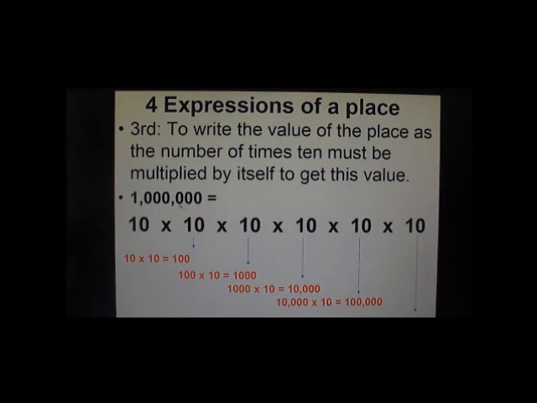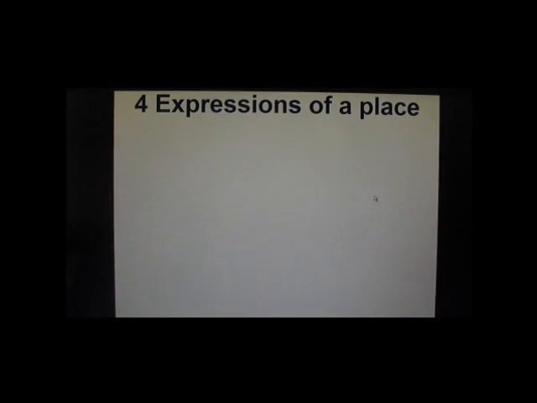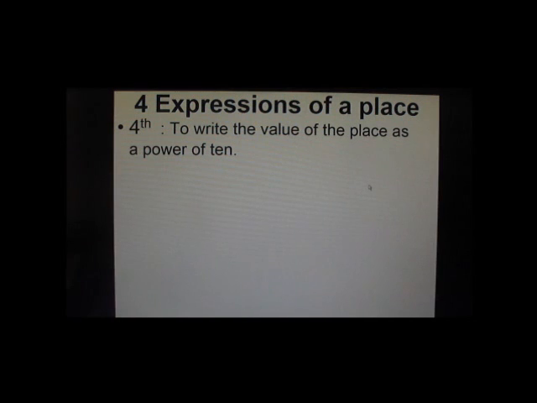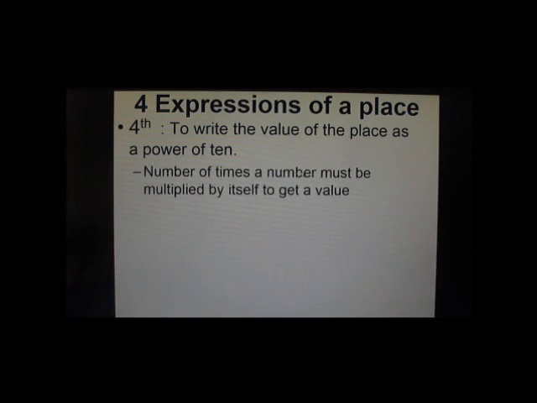1, 0, 2, 3, 4, 5, and 6. That's the reason for the 6 tens in the equation. And the last, 4th expression of a place, and I'm not sure if this is new to you or not, is to write the value of the place as a power of 10. Now what does that mean?